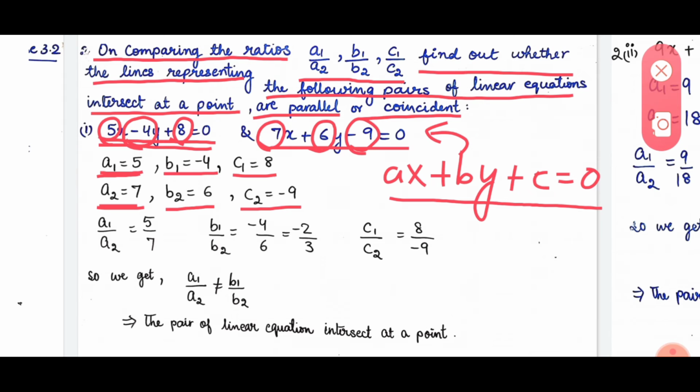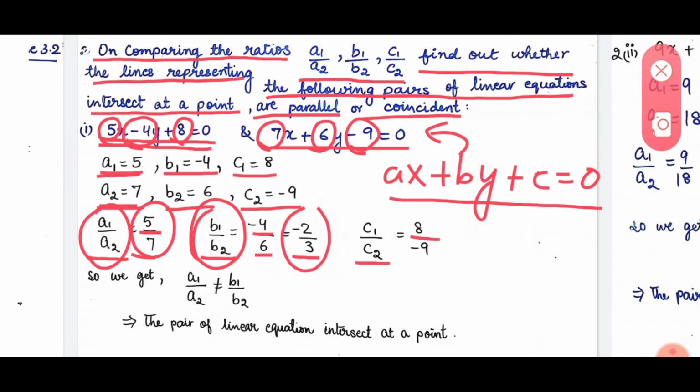Now let us find the ratios of A1 and A2, B1 and B2, C1 and C2. A1 upon A2 equals 5 upon 7. B1 upon B2 equals minus 4 upon 6, which is eventually equal to minus 2 upon 3. C1 upon C2 equals 8 upon minus 9. You can clearly see that the first two ratios are unequal, right? The first ratio is 5 upon 7 and the second ratio is minus 2 upon 3. So both the ratios are unequal, and we don't need to see the third ratio.